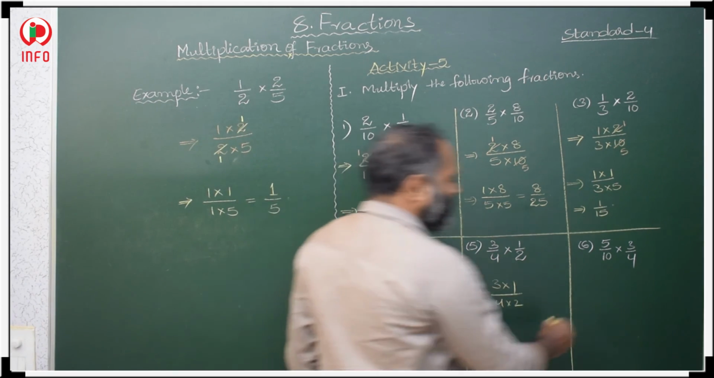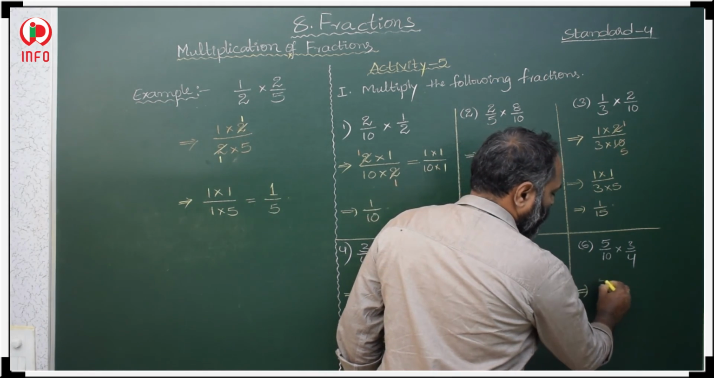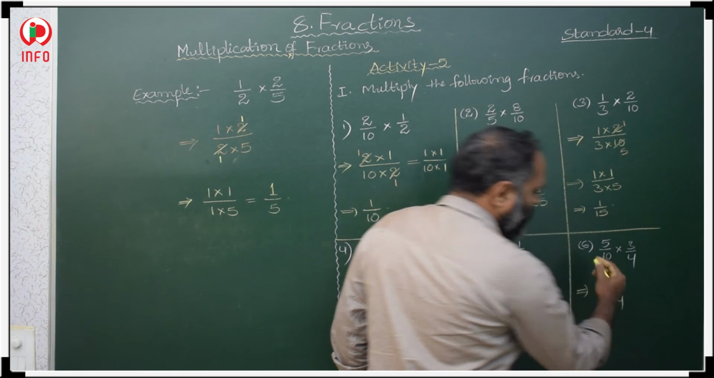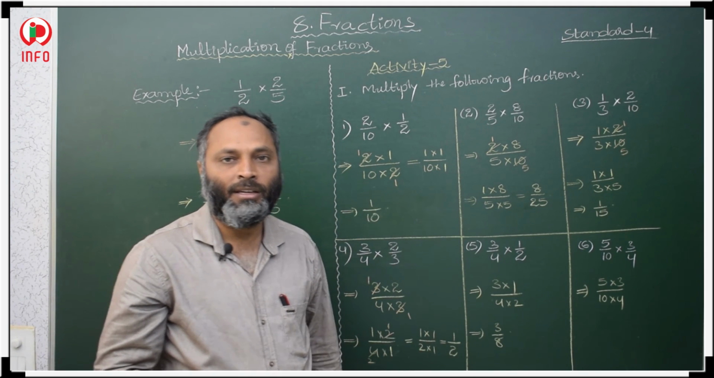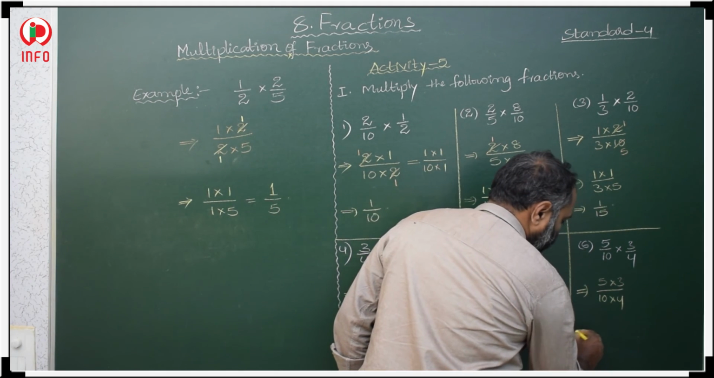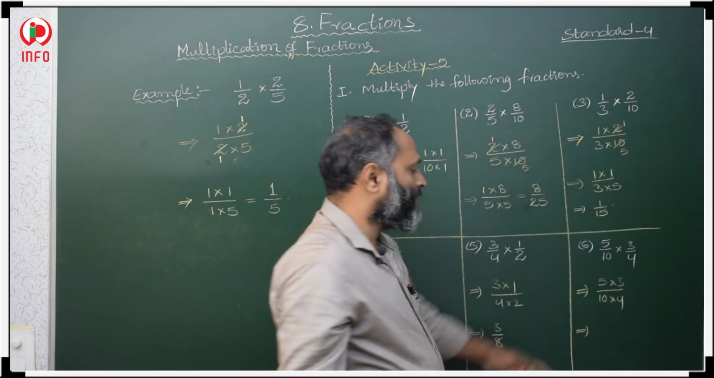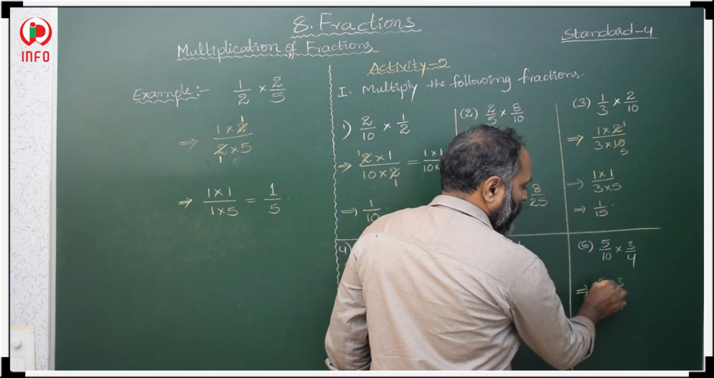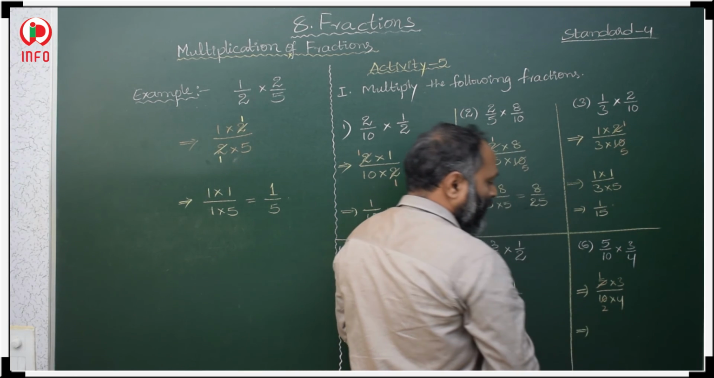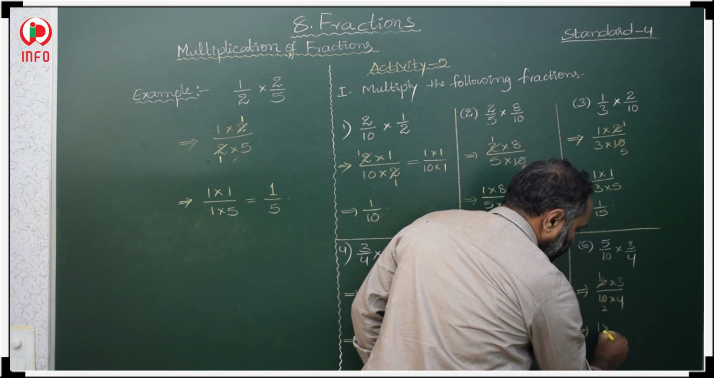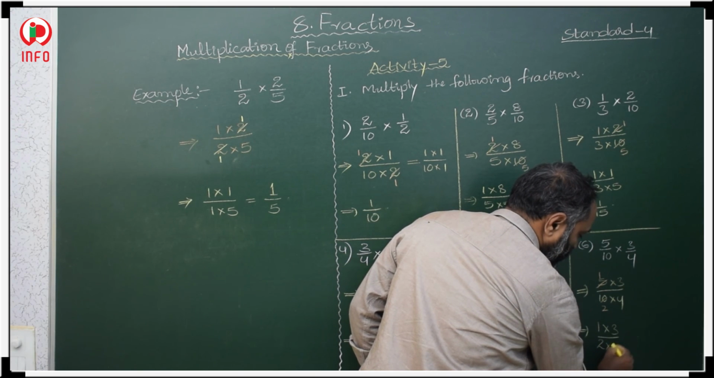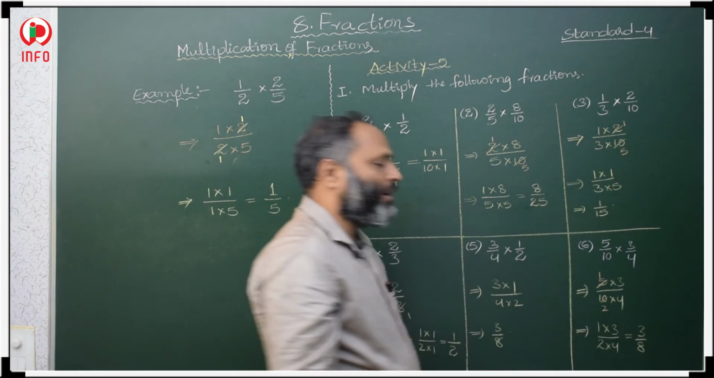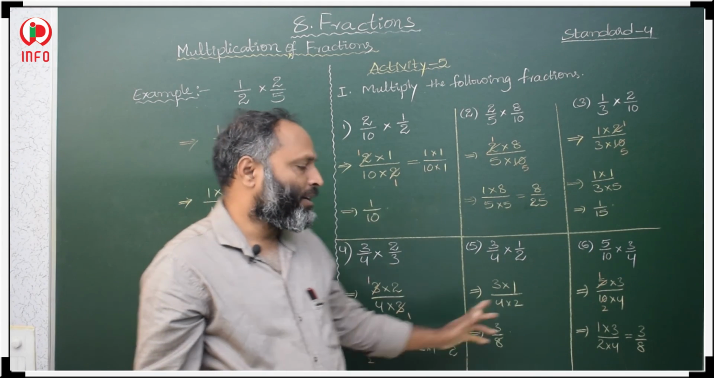Now here numerator with numerator, 5 into 3 by 10 into 4. These two, 5 and 10, have common factor 5, so they are divided by 5. 5 ones are 5, 5 twos are 10. Then what is left? 1 into 3 by 2 into 4. 1 threes are 3, 2 fours are 8. 3 by 8, this is a proper fraction. In this way we have to multiply.